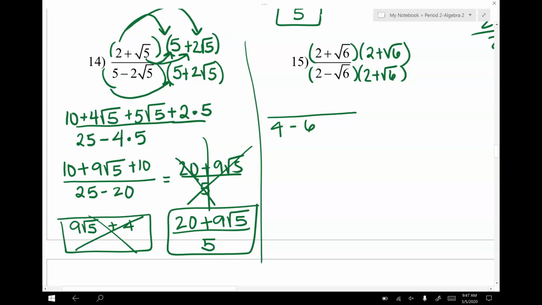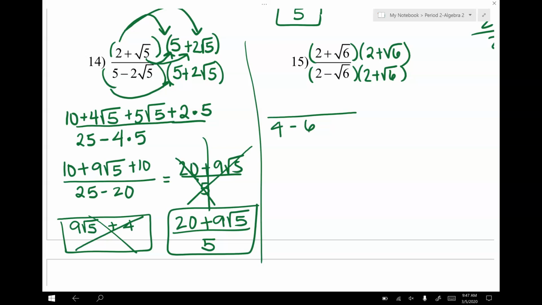Negative rad 6 times a positive rad 6. Remember, that's a negative rad 36. Negative rad 36 is now just a negative 6. Okay. Now, if you need to multiply it all out to see if things cancel, could you still do that? Of course. Okay. On the numerator, can I just assume that things in the middle cancel?